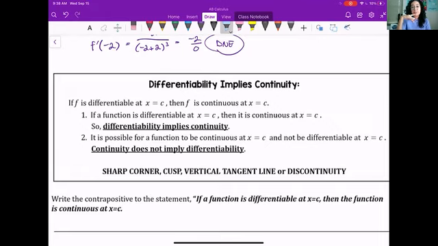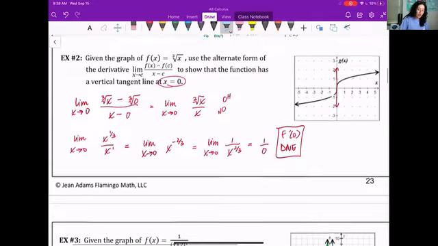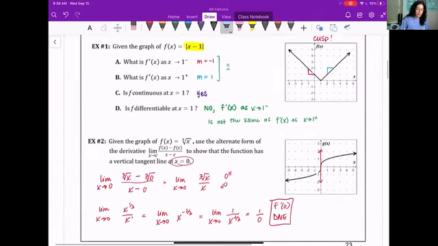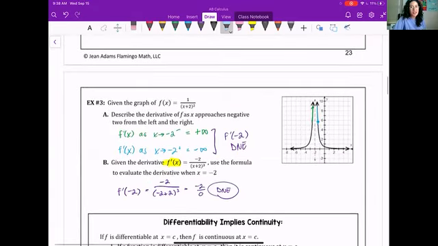It is possible for a function to be continuous but not differentiable. Continuity does not imply differentiability. For example, on the first two examples, both of these functions were continuous. Just because a function is continuous doesn't mean it's automatically differentiable. But if a function is differentiable, yes, that means it has to absolutely be continuous. If it's not continuous, no way it's going to be differentiable.